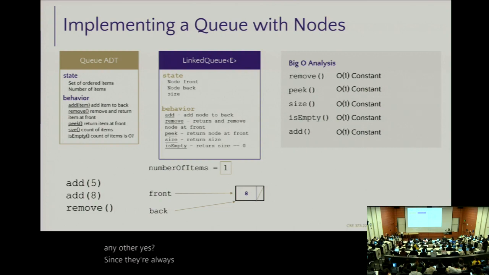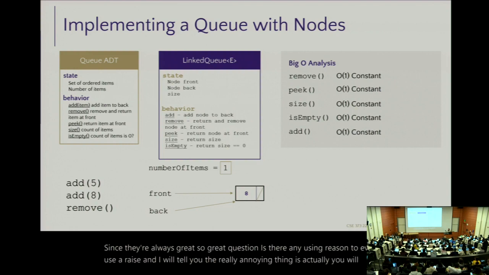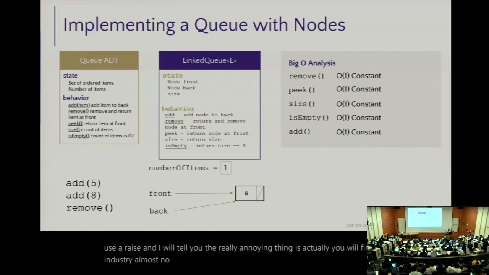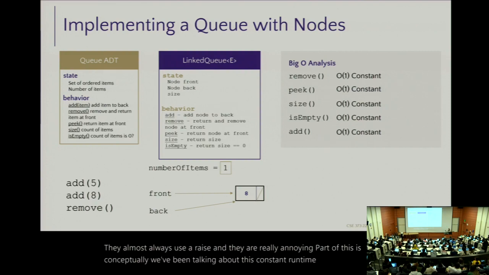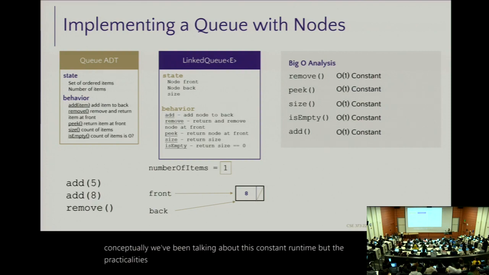So great question. Is there any reason to ever use arrays? And I will tell you the really annoying thing is actually you will find in industry, almost no one ever uses linked lists. They almost always use arrays. And the really annoying part of this is conceptually, we've been talking about this constant runtime, but the practicalities of arrays end up overwhelming the performance of linked lists.